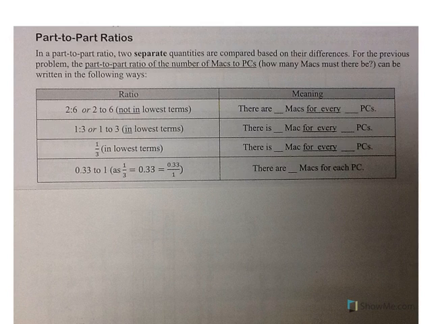All right, let's do some work with some ratios. Now, ratios, you can write them a couple different ways if you recall, but no matter how you write them, you really should reduce. So we're going to talk first about part-to-part ratios.